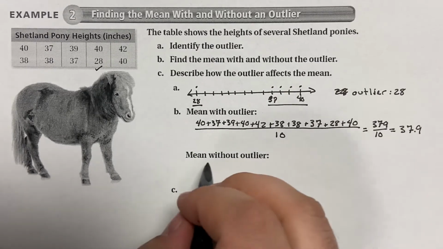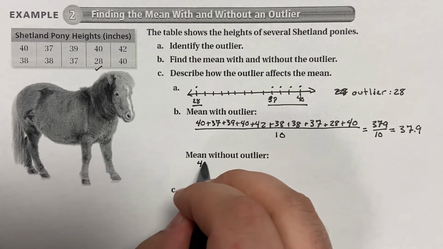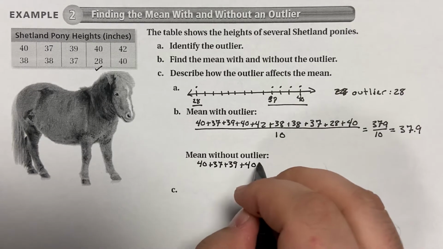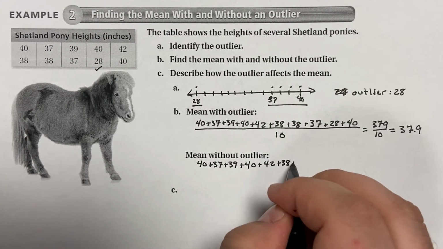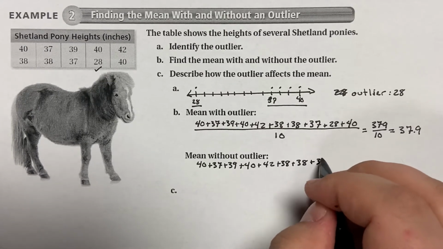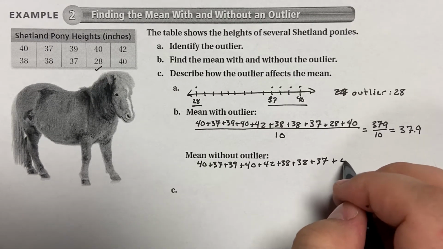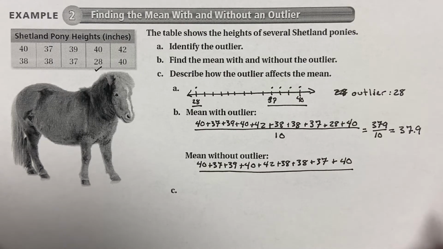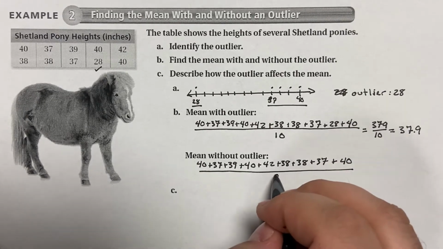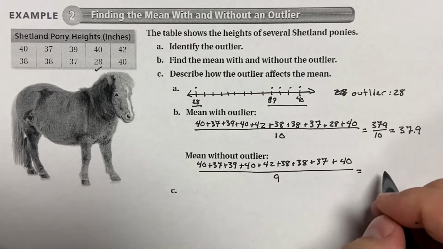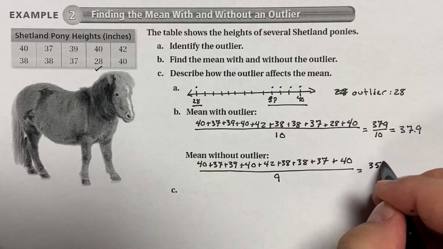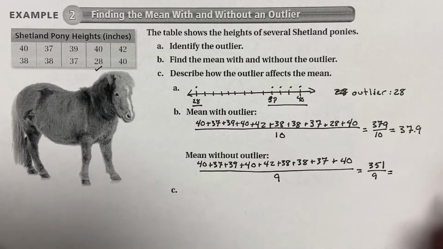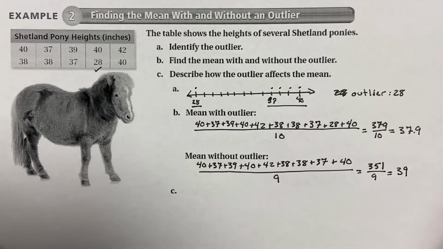Now it wants to know what the mean is without the outlier. So 40 plus 37 plus 39 plus 40, 32 plus 38 plus 38. Skip the 28 because that was our outlier. Now we got to remember, the number we divide by just changed because we only have 9 numbers we're dividing by. When we do that, we get 351 as our sum up top in the numerator and 9 as our denominator still, and we end up getting 39.